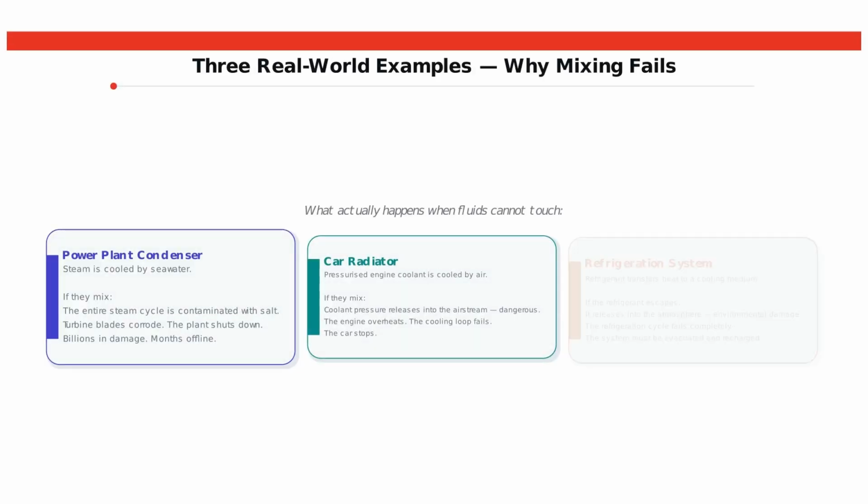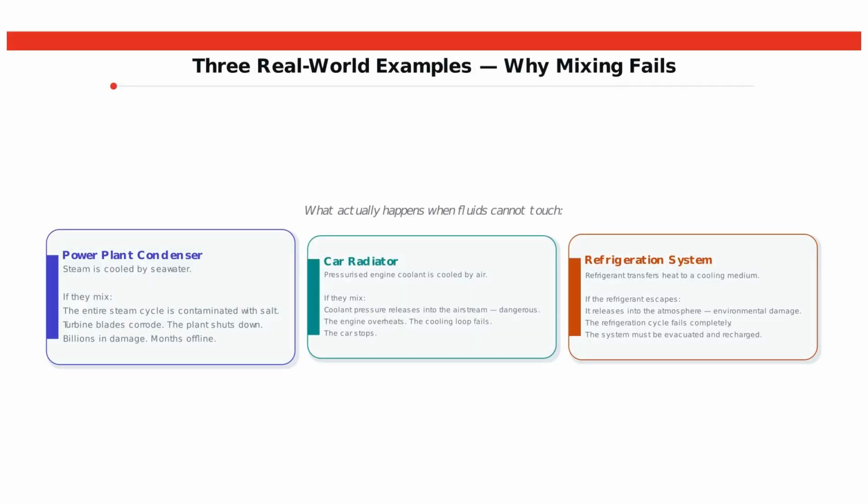In a power plant condenser, you are cooling steam with seawater. Mix them, and your entire steam cycle is contaminated with salt. In your car radiator, you are cooling engine coolant with air. The coolant is pressurized. You cannot simply release it. In a refrigeration system, your refrigerant must stay sealed inside the cycle, or it releases into the atmosphere.